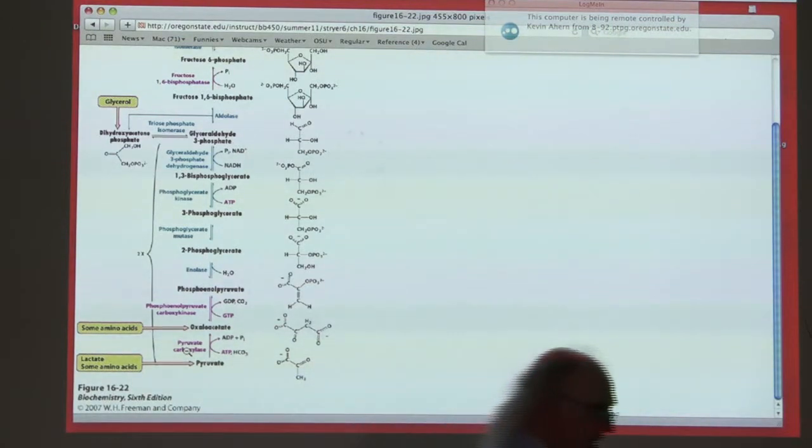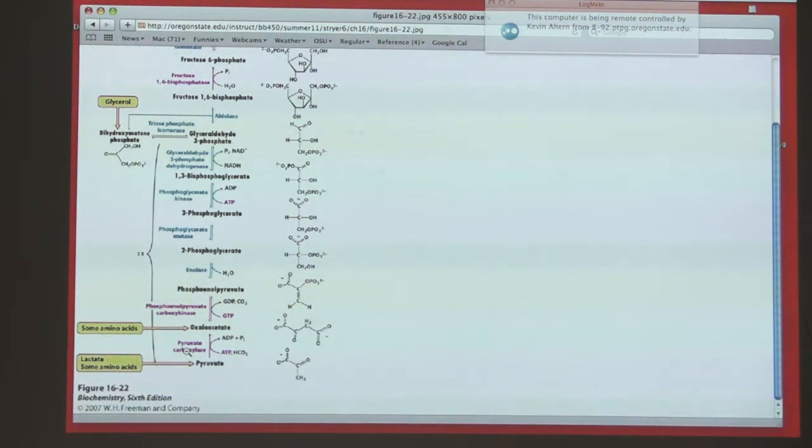The first reaction is catalyzed by an enzyme known as pyruvate carboxylase. And yes, you should know these enzymes. Pyruvate carboxylase is found only in the mitochondrion.